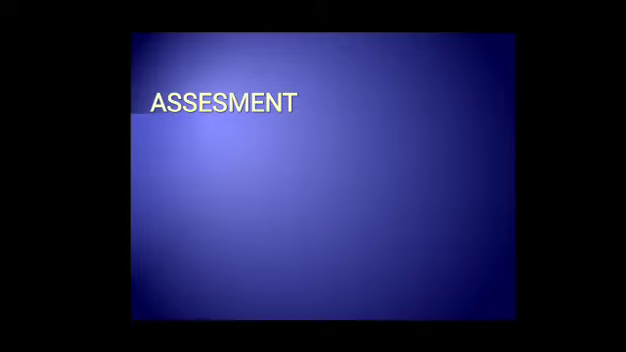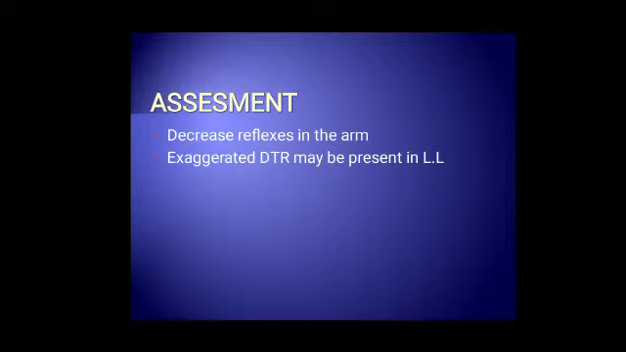So let us first start with the assessment part. We will like to assess the sensation of the patient and also the reflexes and the muscle strength. So when you assess the sensations and reflexes, you may find that there is decreased reflex in the arm. You may find that there is lower motor neuron type of paralysis in the upper limb, and so you will find that reflexes are decreased.